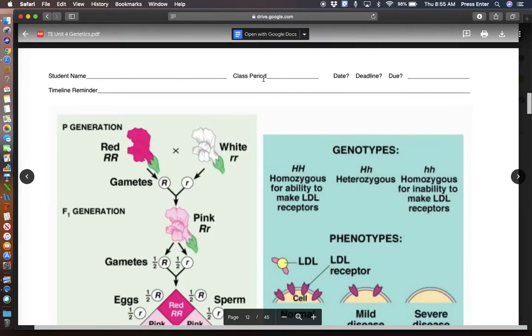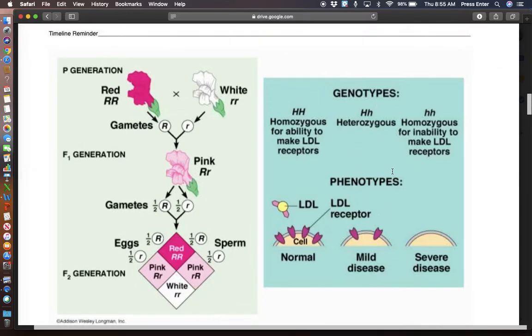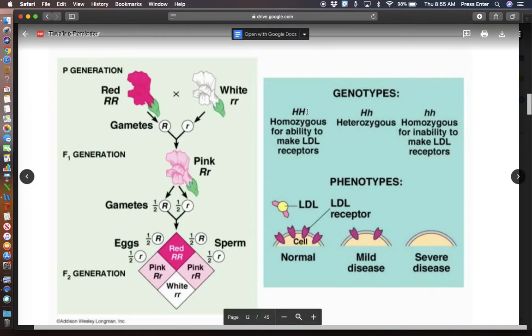If you have a cholesterol problem in your family, that is also an incomplete dominance trait. Oh, hey, here it is. I forgot I had it in here. You can have 3 different genotypes for what's called hypercholesterolemia, if you have high cholesterol. If you are normal, you have these receptors on the outside of the cell, and don't forget that's how signals get into the cell. If you are a normal person, you will be big H, big H.